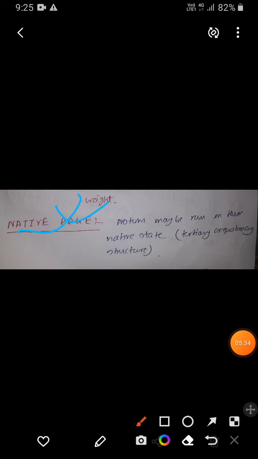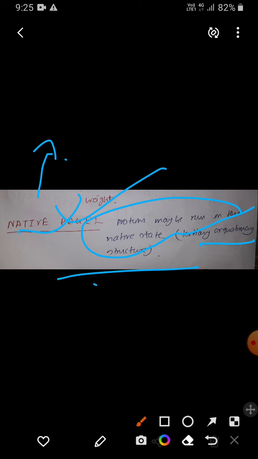Now here the native PAGE. I have discussed native PAGE in a previous video already, that in native PAGE the intact protein is used for separation, right? Protein may be run in the native state, that is tertiary and quaternary structure. That means here we are not using any kind of heat or denaturing agent or SDS, right? So protein may be run in their native state.